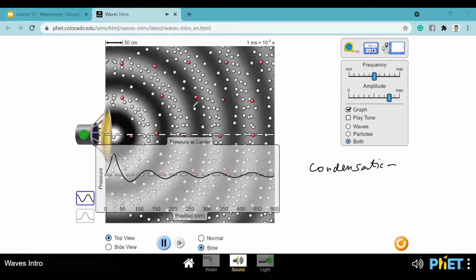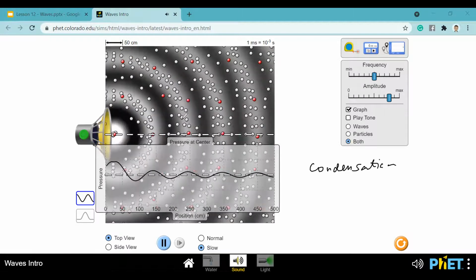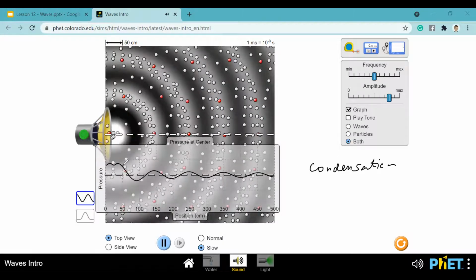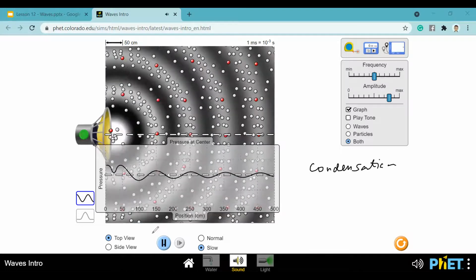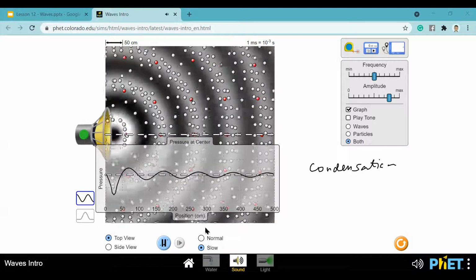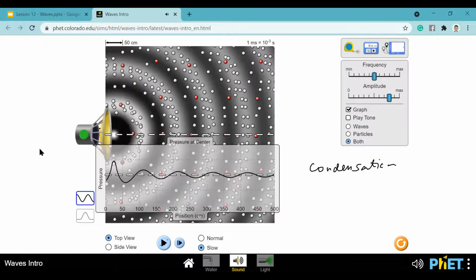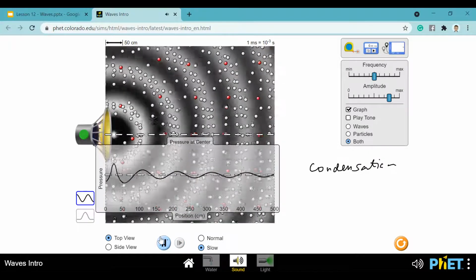So you can see here the white region on the sound wave, which we call condensation. In terms of the graph, let's pause. The area here above the reference line, or the point of equilibrium, is what we call condensation. And it travels away from the speaker at the speed of sound.